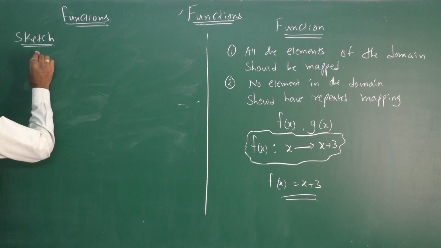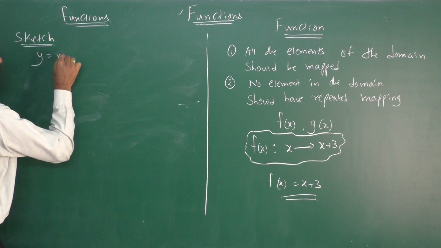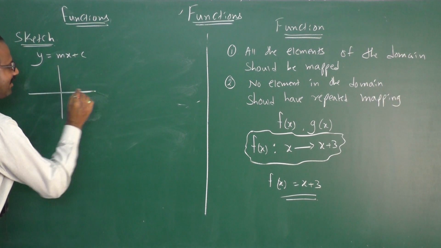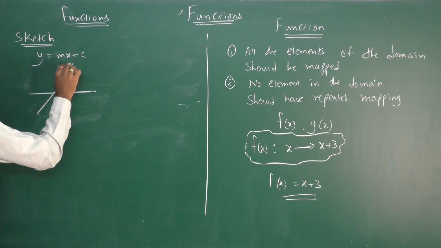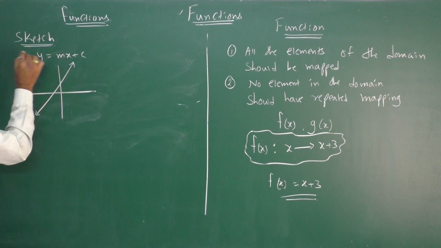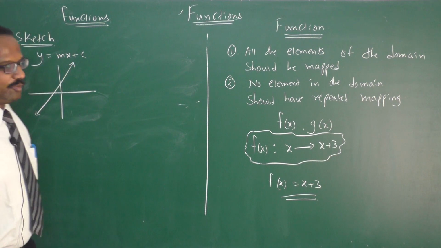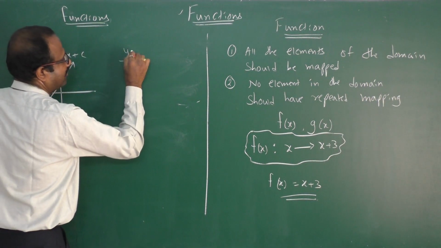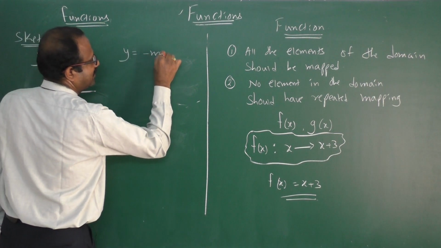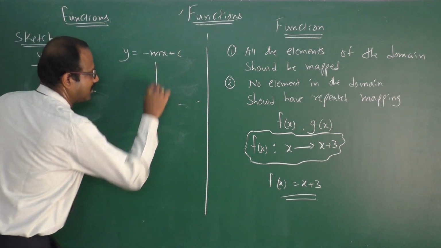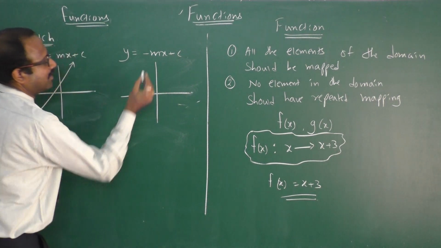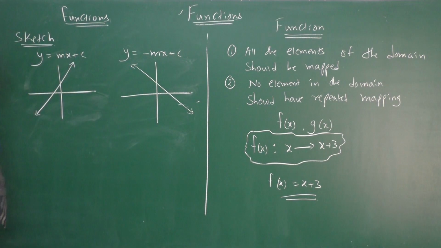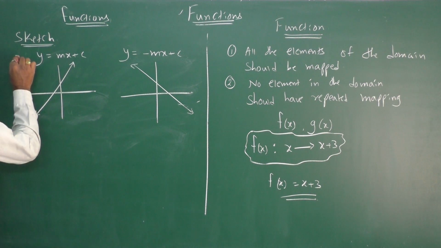Like, if you have anything in the form of y = mx + c, we get the graph like this. It is a straight line. This is called a linear equation or a linear function. Now, if you have y = -mx + c, this is also a linear equation, but since the gradient is negative, you get it in this direction. This is the second one.